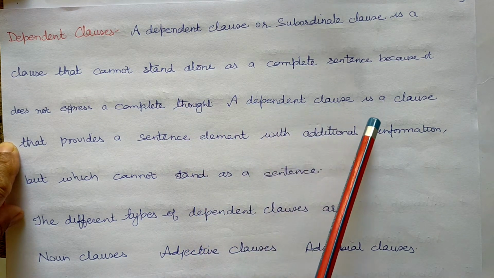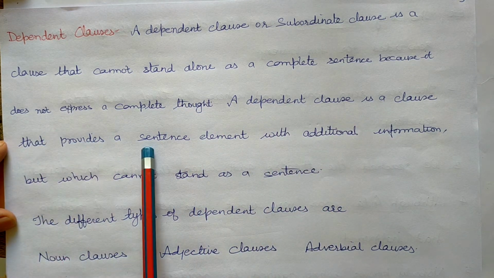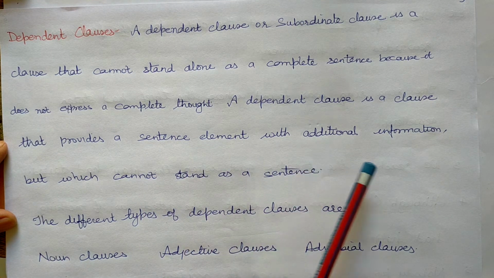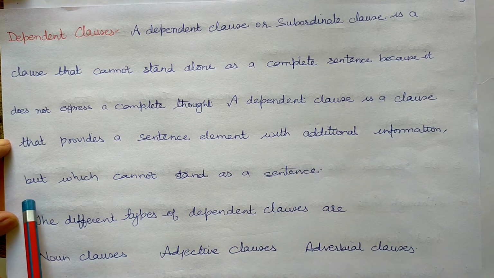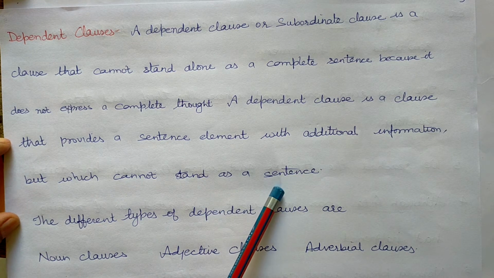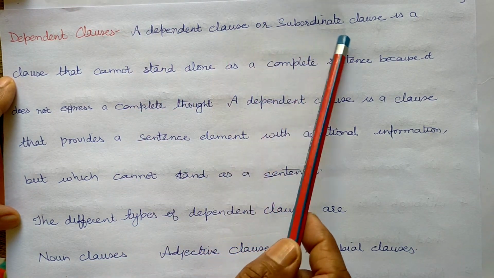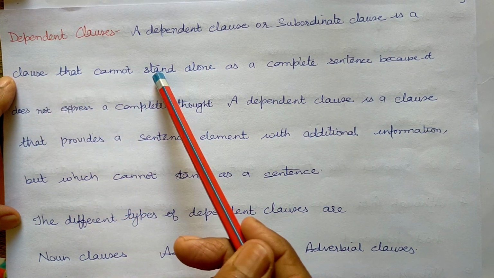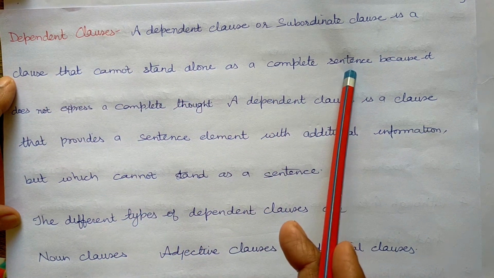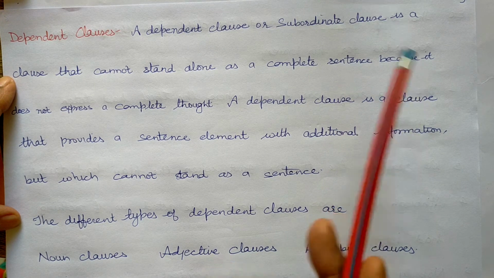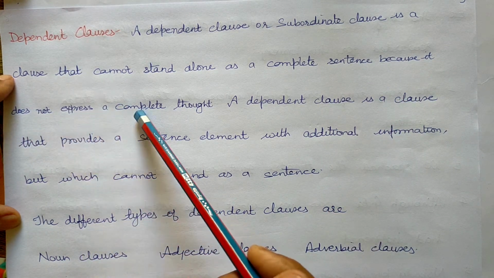A dependent clause is a clause that provides a sentence element with additional information but which cannot stand as a sentence. A dependent clause or subordinate clause is a clause that cannot stand alone as a complete sentence because it does not express a complete thought.